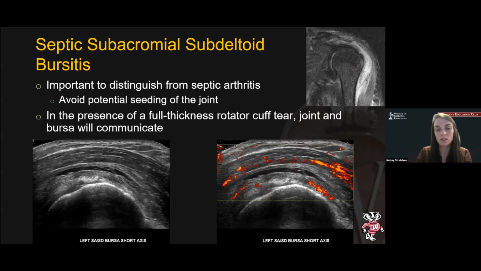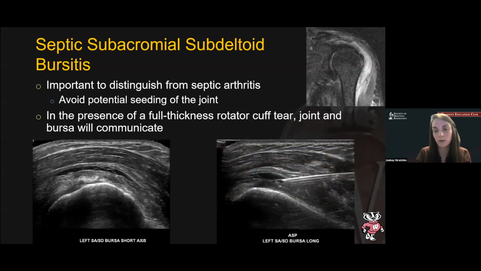And you can see the images here, which is our grayscale subacromial subdeltoid bursa image on the left. On the right, you can see there's marked hyperemia surrounding that bursa. And then you can see that the needle is coming in from a kind of screen right approach when an aspiration was performed, and it was confirmed to be MRSA within the bursa.